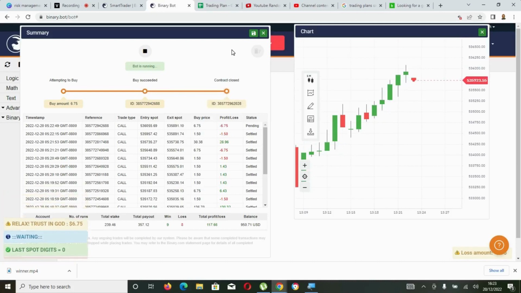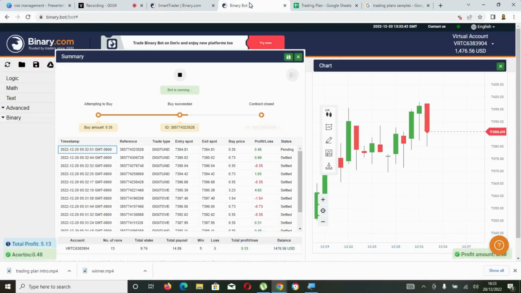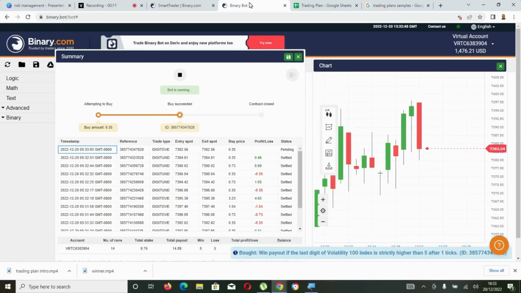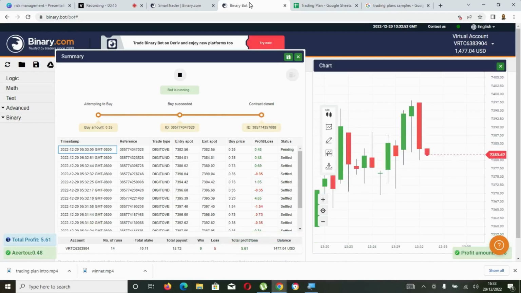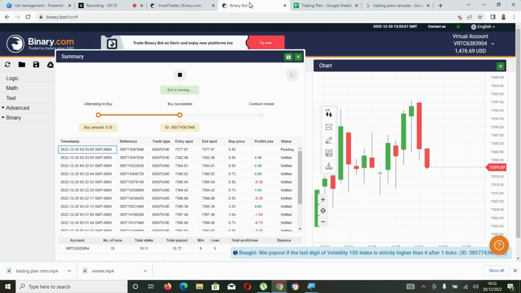So some of the key things that are entailed in trading plans include the following. Point number 1 is having trade goals and objectives. This can include the trader's financial goals as well as their overall approach to trading. For instance, having long-term goals or short-term goals.